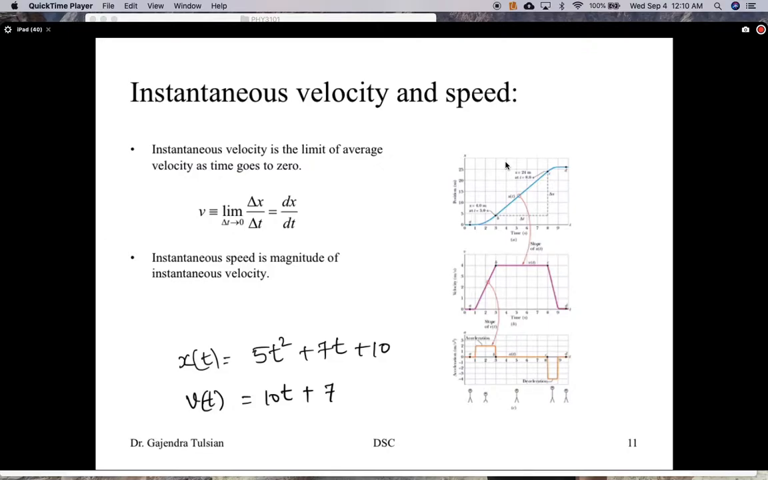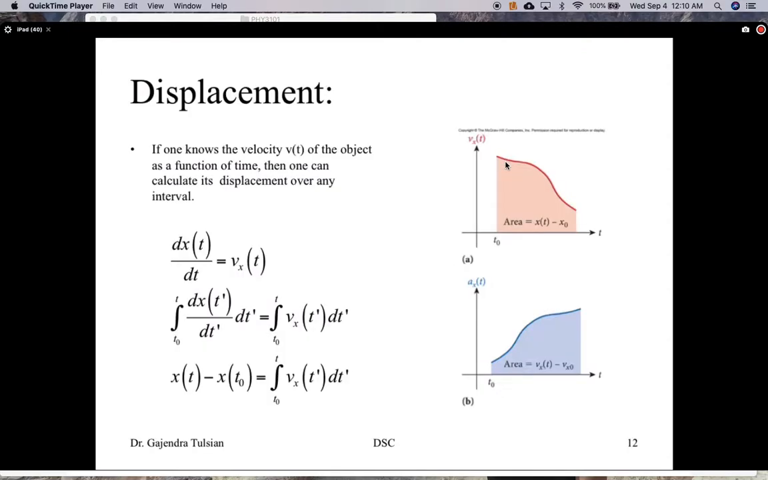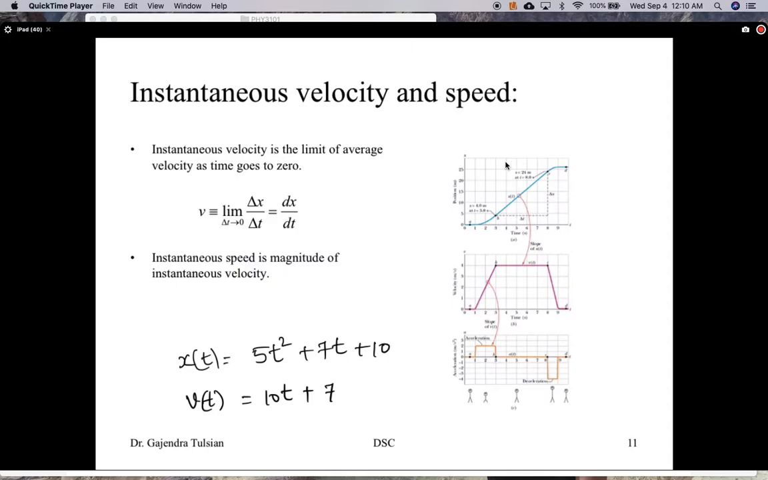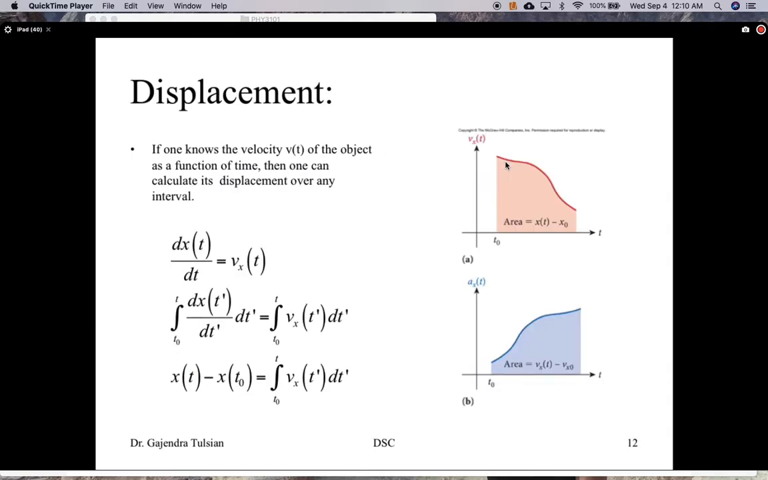Okay, now that we have defined velocity, let's relate the following. You saw that the derivative of the position is velocity. Now we'll see what the integral represents. So we had defined displacement. Now the time derivative of the position is given by the velocity.